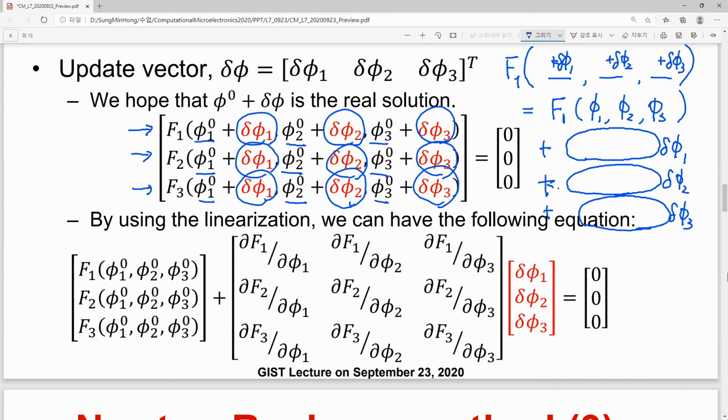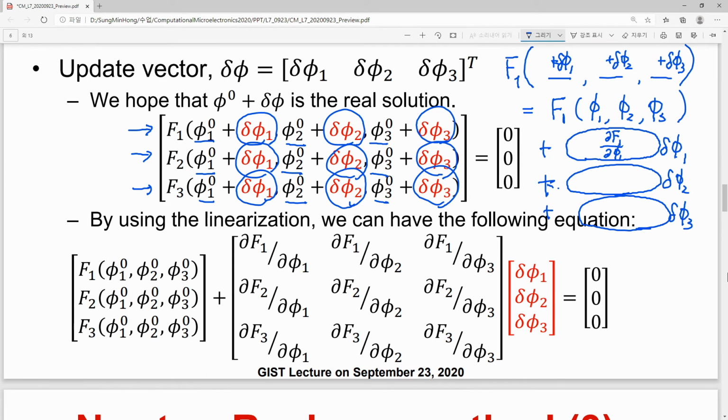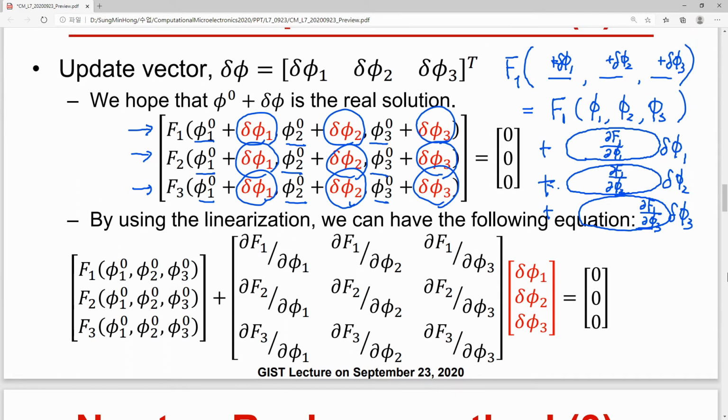You can easily understand that this should be the partial derivative of your f1 function with respect to phi 1. In this case, your f1 with respect to phi 2. And finally, here you have your f1 with respect to phi 3. These partial derivatives are required. In this slide, I am just showing the manipulated version. But why don't you just read the first row?